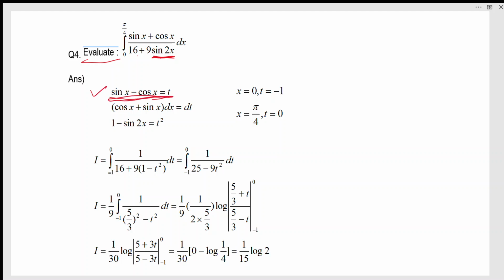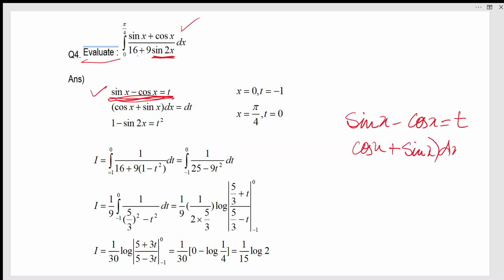This you have to remember, how you should approach this. See, when you will put sin x minus cos x equals to t, though sin x minus cos x is not given anywhere in the question, but when I'll put this as t, I will get the numerator as the derivative of sin is cos, so cos x, derivative of cos is minus sine, so this is plus sin x, dx is equals to dt.